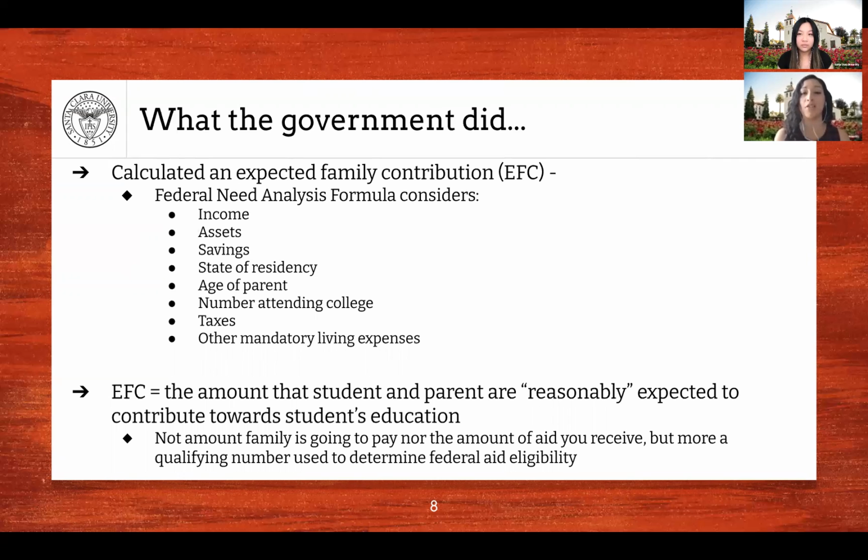The EFC is the amount that the student and the parent are reasonably expected to contribute to the student's education. Again, this is not the amount that the student is going to pay or what is expected, but it's basically an index. This index helps us determine how much financial aid we can give the student. That EFC can also change depending on all these aspects. For the next academic year, for instance, it could increase or decrease depending on, again, the income, or maybe there are more students attending college. So it could fluctuate or decrease depending on all these.